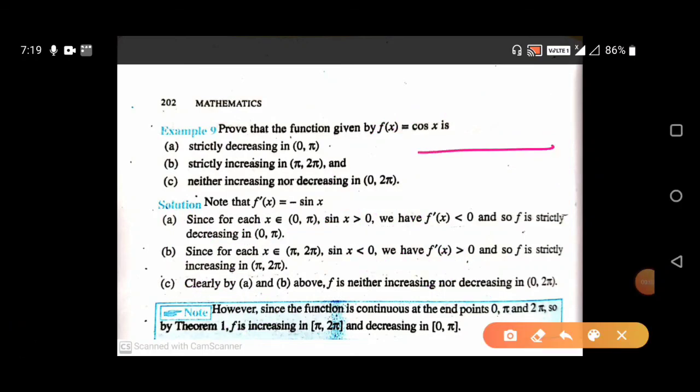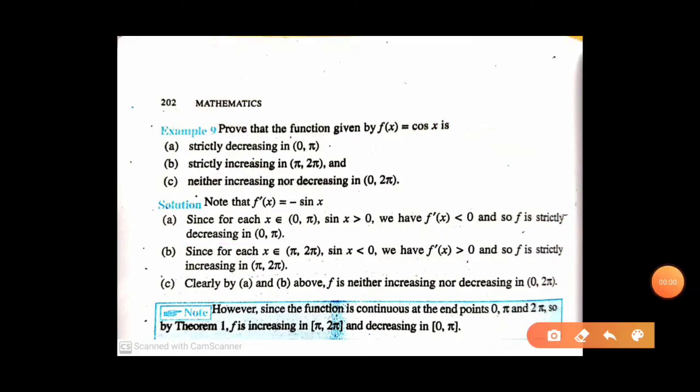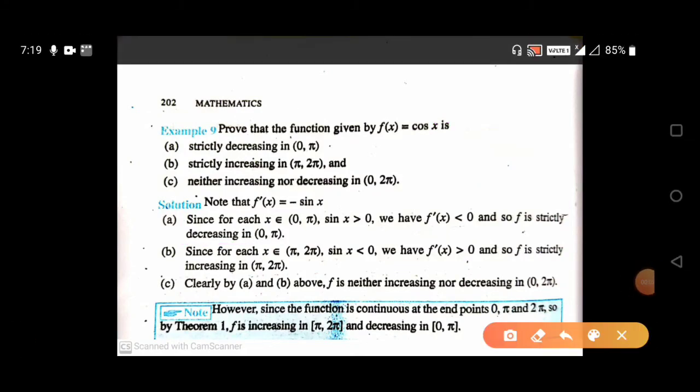Since for the first two quadrants f'(x) is less than 0, f is strictly decreasing in the open interval 0 to π. And since we are doing strictly decreasing, that is why the open interval is given. Question number B is given: strictly increasing in the interval π to 2π. So whenever we consider the open interval π to 2π, then we have to consider the third quadrant and the fourth quadrant.